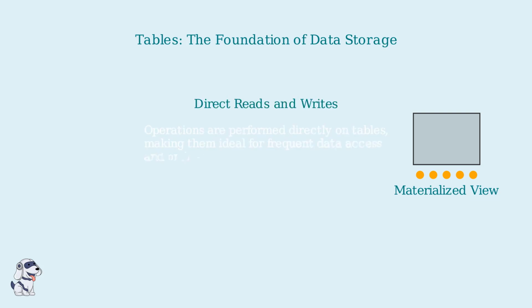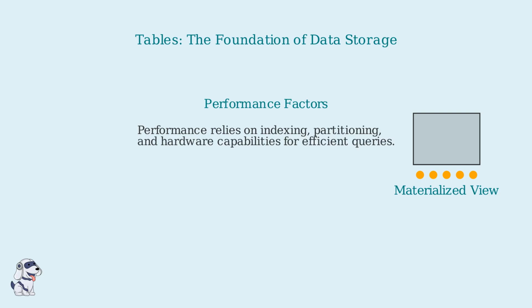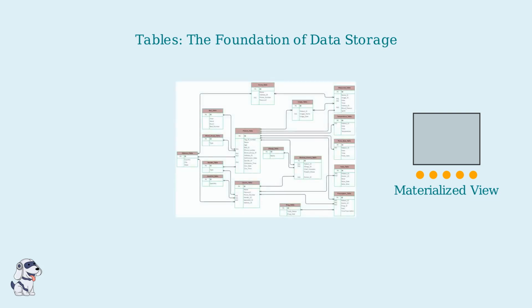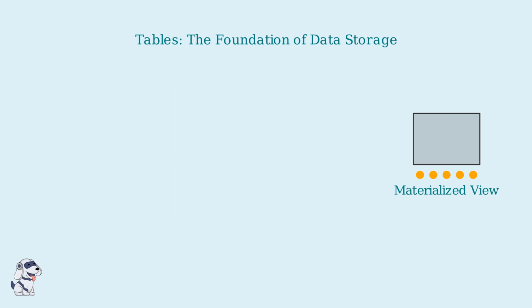Direct reads and writes occur on tables, supporting frequent access and online transaction processing for real-time operations. Table performance depends on indexing for fast lookups, partitioning for scalability, and underlying hardware for processing power. Tables form relationships through primary and foreign keys, as shown in entity relationship diagrams.